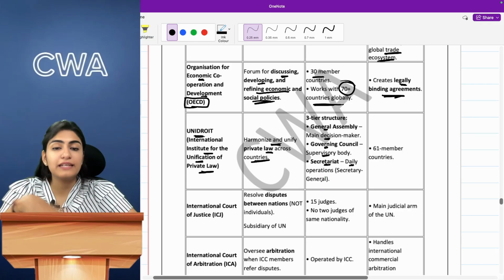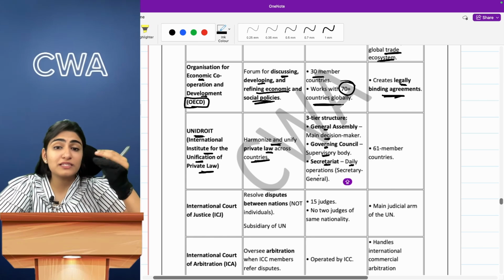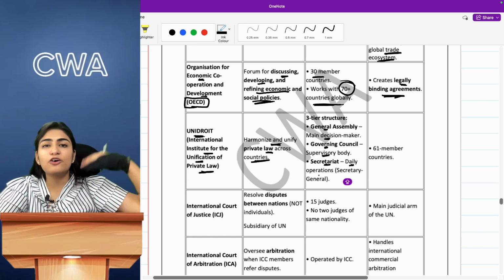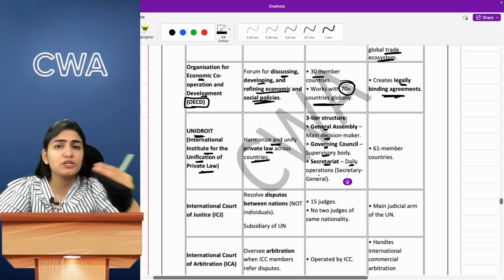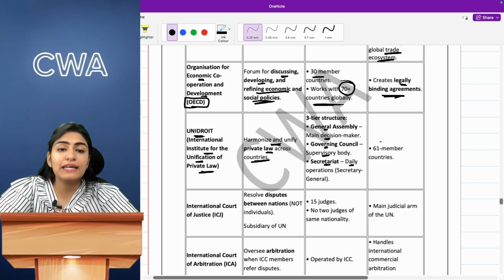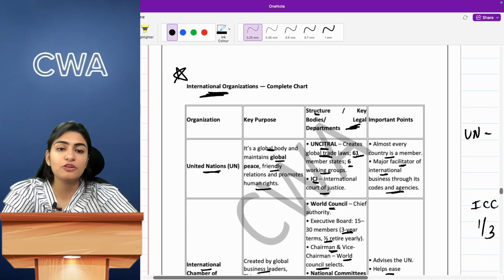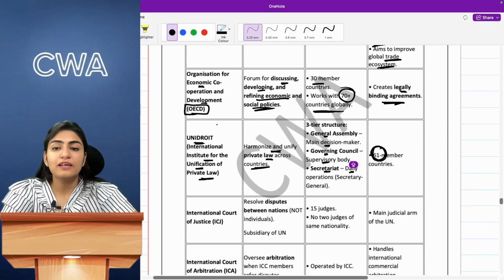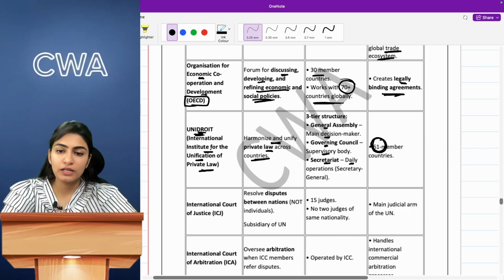It handles daily operations. Basically, the first one is who makes decisions. The second one supervises the Secretariat and General Assembly also. And the Secretariat does the day to day operation. They again have 61 member countries. Okay, so here also, like UN, 61 member countries, and UNIDROIT has 61 member countries.